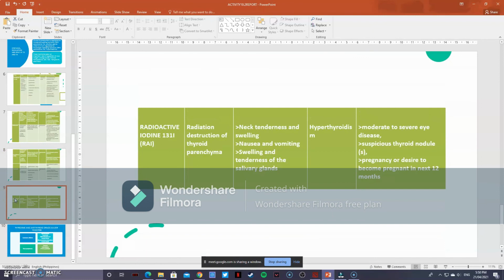The last drug is radioactive iodine, 131I or RAI. Its mechanism of action is radiation destruction of thyroid parenchyma. Adverse effects: neck tenderness and swelling, nausea and vomiting, swelling and tenderness of the salivary gland. It is contraindicated in patients with moderate to severe eye disease, suspicious thyroid nodules, pregnancy, or desire to become pregnant in the next 12 months.